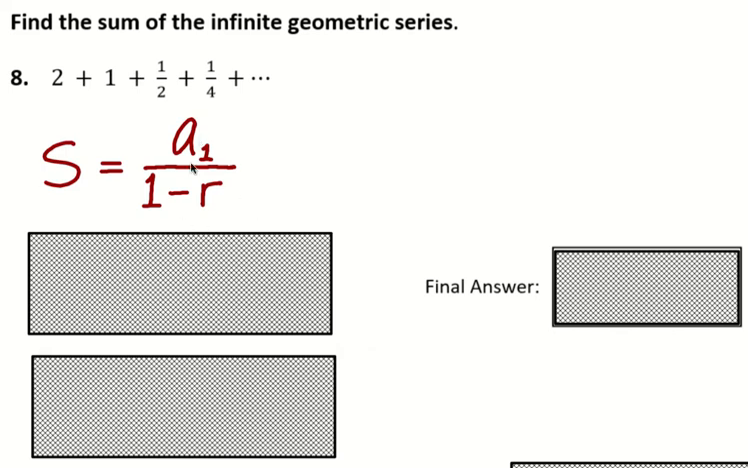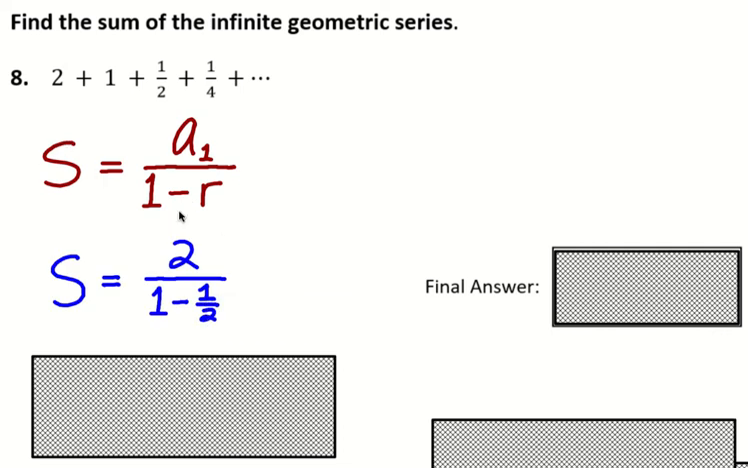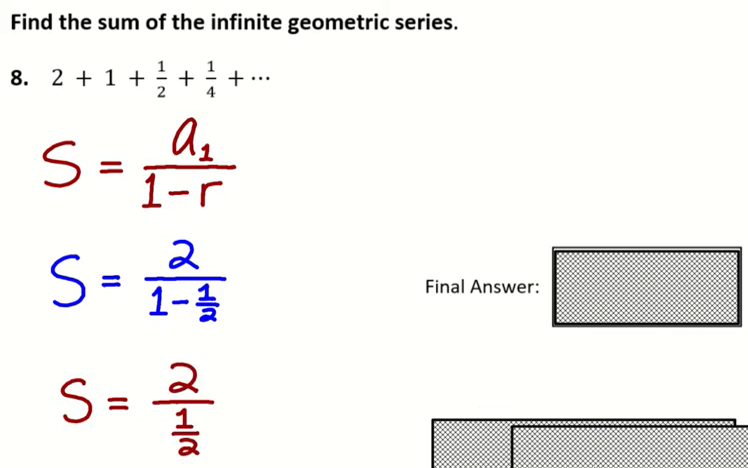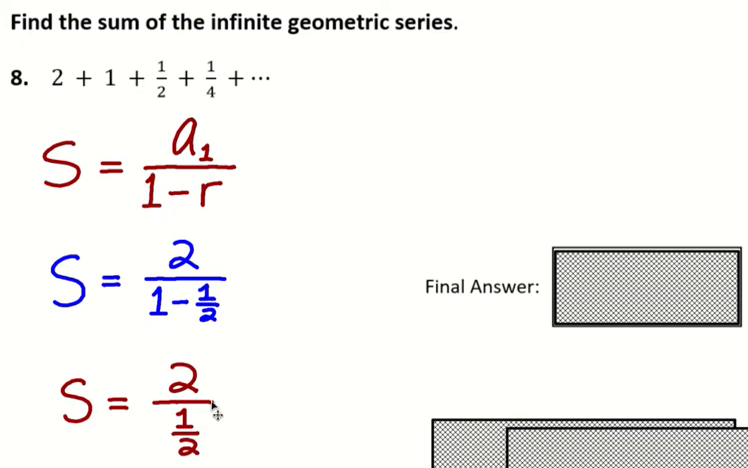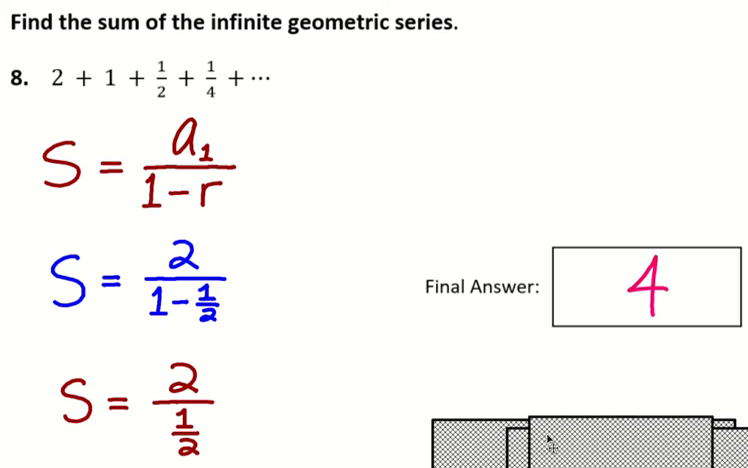So anyway, A sub 1 is obviously 2. R, like I just said, is 1/2. If there's any doubt, just do this term divided by the previous term to get what we're multiplying by, right? And now you just need to crunch this and evaluate this and simplify this, whatever you want to call it, correctly to get 4.